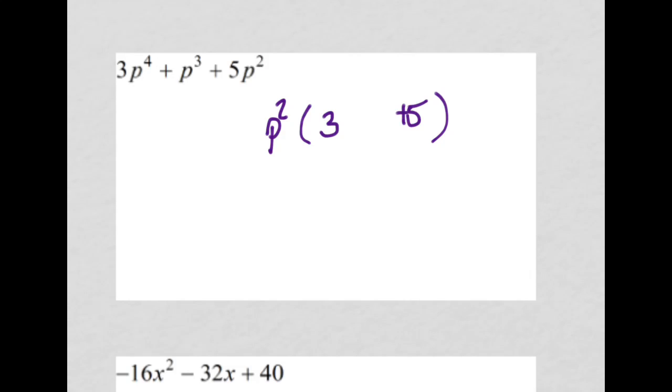So I'm going to take p squared out of each of them. If I took 2 p's away from p to the 4th, I would have p squared left. If I took 2 p's away from p to the 3rd, I'd have just 1 p. If I took 2 p's away from p squared, I'd have none. So my answer ends up with 3p squared plus p plus 5 with no p on the end.